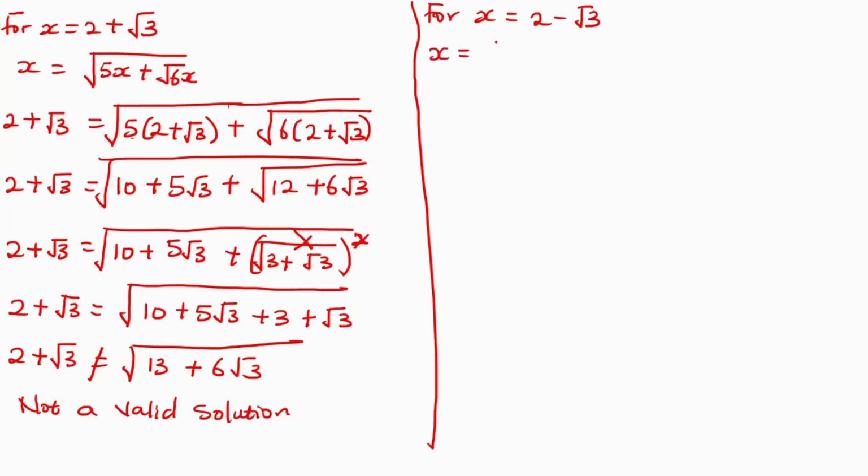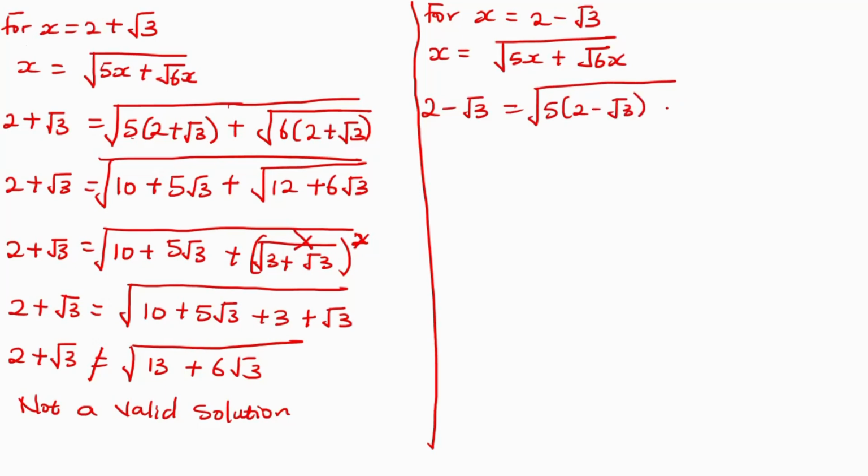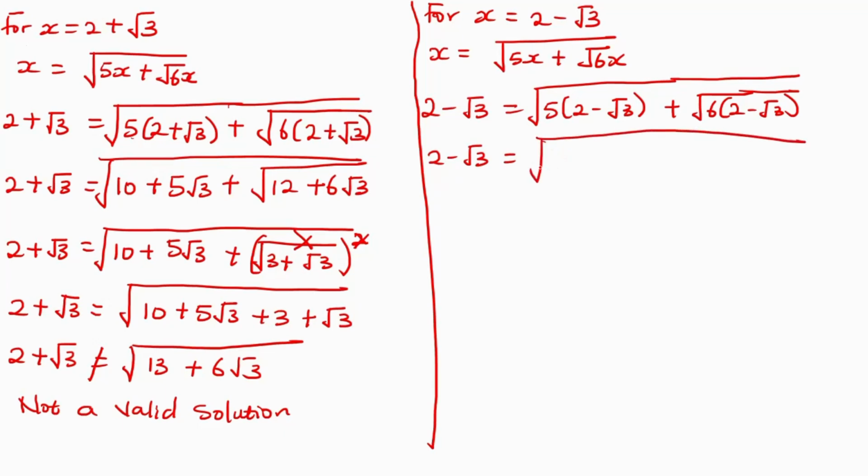So x is equal to the square root of 5x plus the root of 6x. So we have this to be 2 minus the root of 3 is equal to the square root of 5 into 2 minus root 3 plus the root of 6 into 2 minus the root of 3. So from this we have that 2 minus the root of 3 is equal to the square root of 5 times 2, 10, minus 5 times root 3 will give us 5 root 3, plus the square root of 6 times 2, 12, minus 6 times root 3.